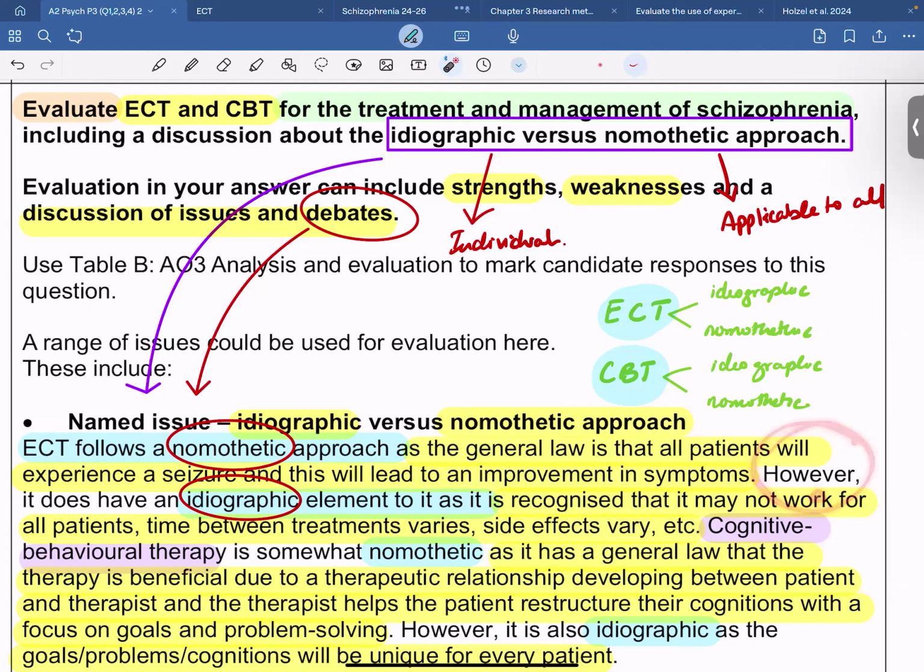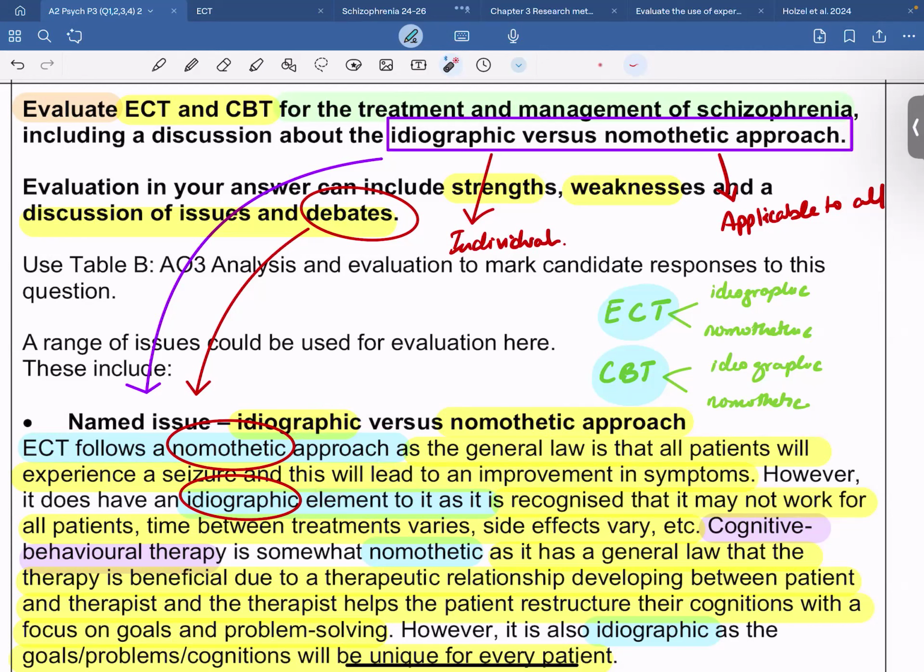However, it also has an ideographic element to it, because while studying ECT, it is important that we recognize that it may not work for all patients. ECT might work for some patients, not all. The amount of time a patient requires ECT might vary. The number of sessions that a particular patient might require might vary too. The extent to which one patient experiences side effects might be different from the extent to which another patient experiences side effects. So we're tapping into both the nomothetic and the ideographic elements here.